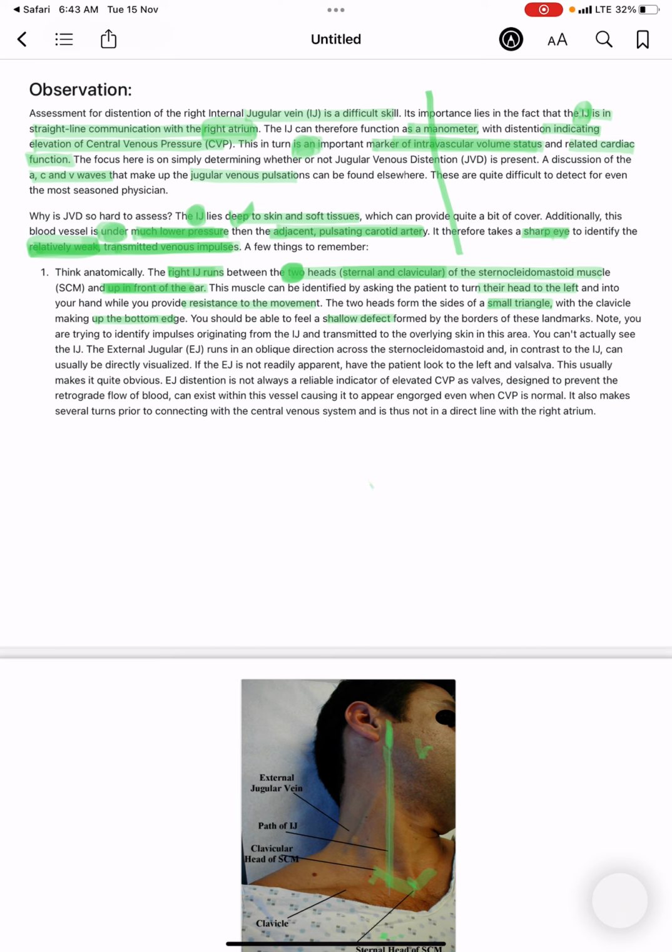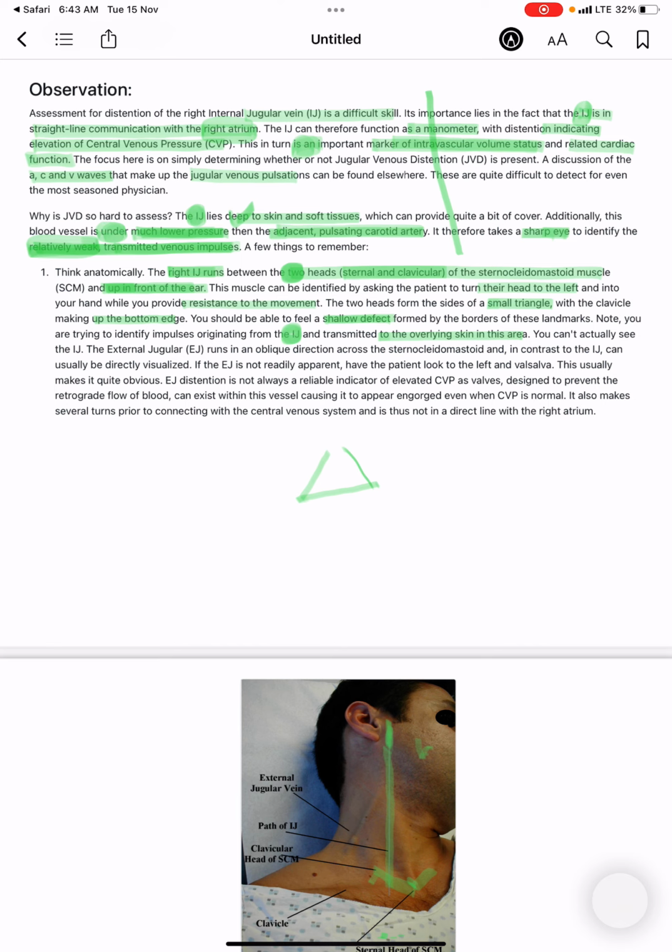So between the clavicular head and sternal head, there will be a small triangle, and the bottom will be the clavicle. So there will be a shallow defect formed by the borders of these landmarks. Note, you are trying to identify impulses originating from the internal jugular vein, and these impulses are transmitted to the overlying skin in this area.